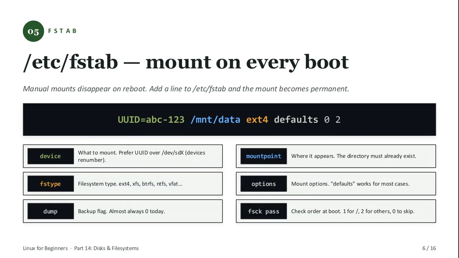But mounting by hand only lasts until you reboot. Then it's gone. To make it permanent, you add a line to /etc/fstab, and Linux will mount it automatically on every boot. The line has 6 fields: what to mount, where, the file system type, options, and 2 numbers at the end. Prefer the UUID over /dev/sdx, because device names can shift around when you add new disks. The UUID stays the same. For options, defaults is fine most of the time. Dump is almost always 0. And the last field controls fsck order at boot: 1 for root, 2 for everything else, 0 to skip.